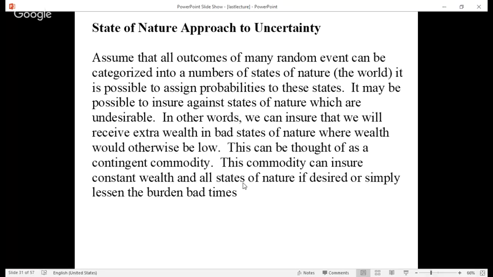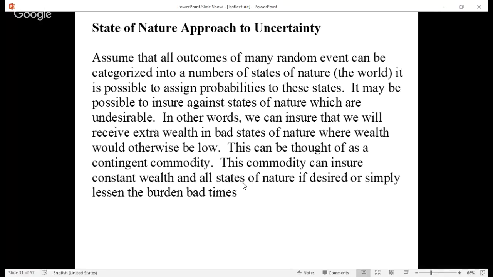Now I'm going to take all that and, while it's still kind of theoretical, apply it to something closer to the real world: insurance premiums. I'm going to assume that I can categorize the world into states of nature. In other words, there's a bunch of states, and in those different states my payoff is going to be different. So assume all outcomes of many random events can be categorized into a number of states of nature, states of the world. So it's possible to assign probabilities to all those states.